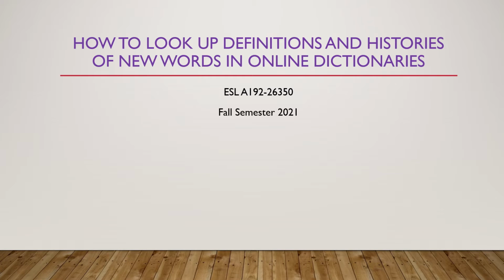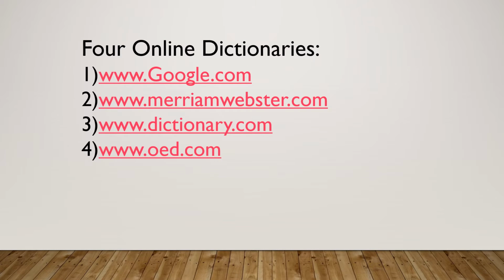This PowerPoint presentation, How to Look Up Definitions and History of New Words in Online Dictionaries, will hopefully help you to do your first vocabulary assignment, which is to look up the definitions of new words, write your own sentences with new target words, and find the original languages which the words came from. Four well-known free online dictionaries include Google, Merriam-Webster, Dictionary.com, and OED, which stands for Online Etymology Dictionary.